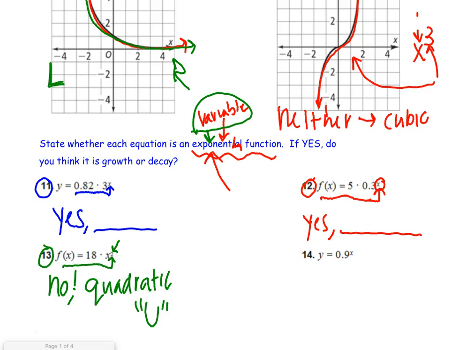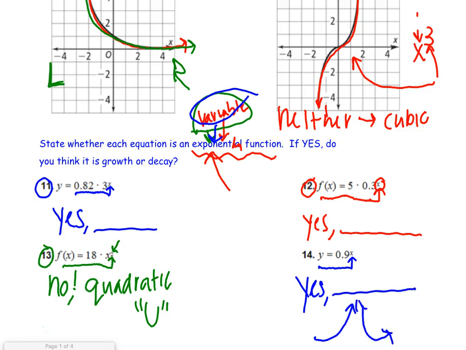And lastly here, we have y equals 0.9 to the power of x. Again, variable is in the exponent, so we get a yes. And you decide, is it growing? Is it decaying? How will we ever know? Well, we'll find out once you flip the page. Flip the page, please.